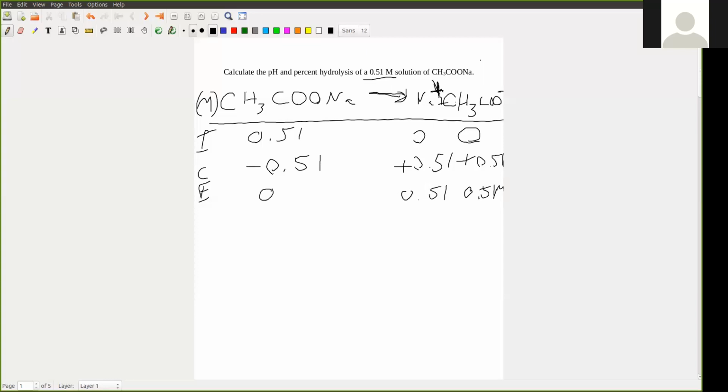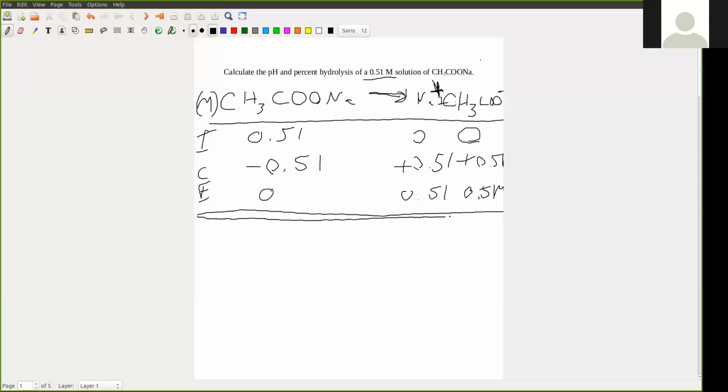So now we know sodium is not going to hydrolyze for a number of reasons. First of all, it's an ineffective acid. Sodium simply does not react with water the way that acetate will. Acetate will react with water to produce either an acid or a base, and we're going to figure that out together right now. That was our first ICE table, so now we're moving on to our second ICE table.